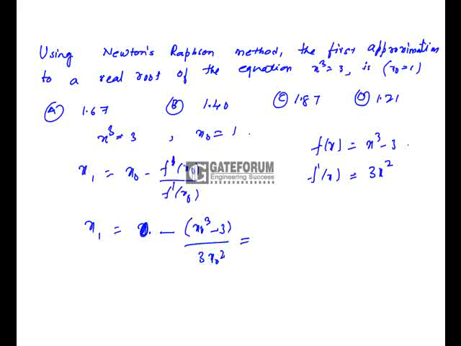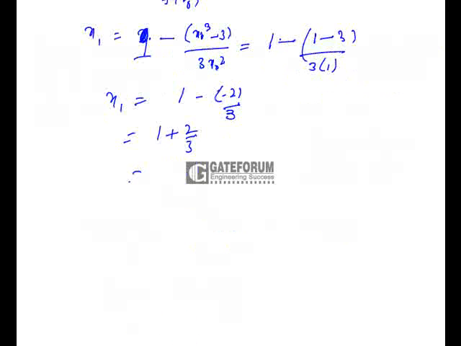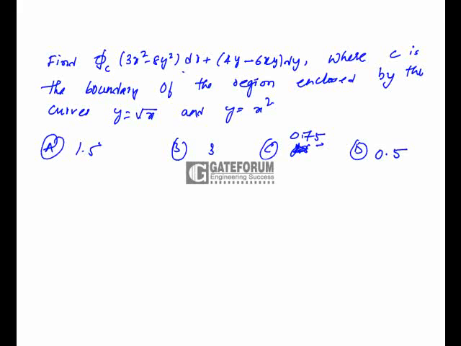If we substitute the values, that is x naught is given as 1, so 1 minus 3 by 3 times of 1. This is nothing but 1 minus of 2 by 3, which is equals to 1 plus 2 by 3, which is 1 plus 0.666 and so on, which is equals to 1 plus 0.67, which is 1.67. So the answer is option A.